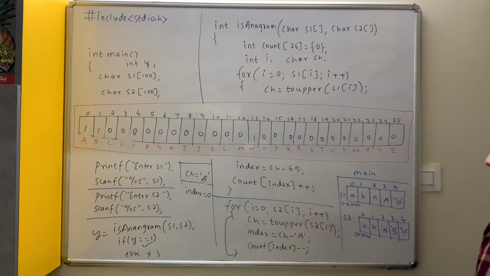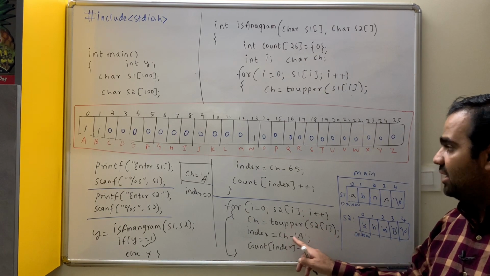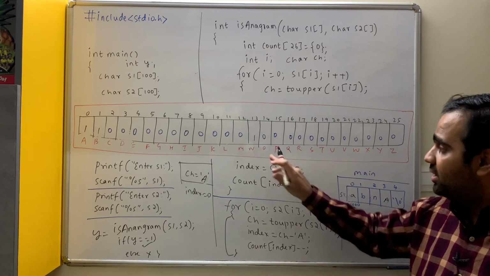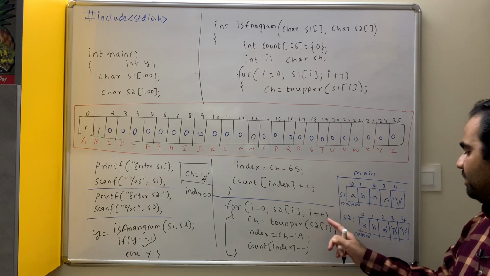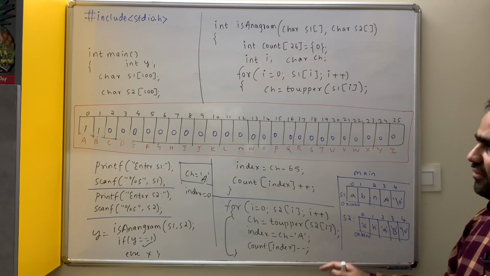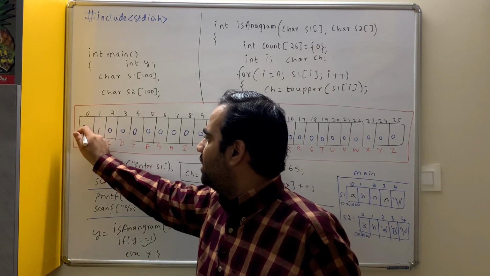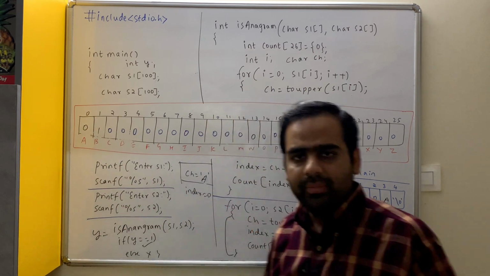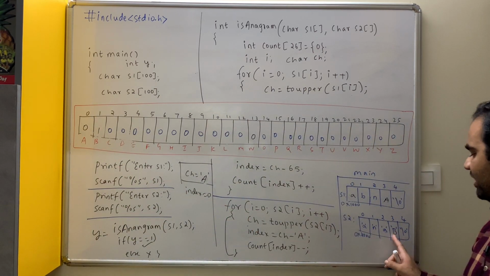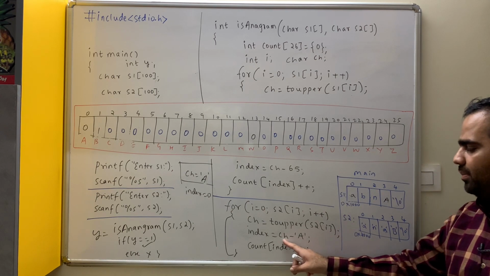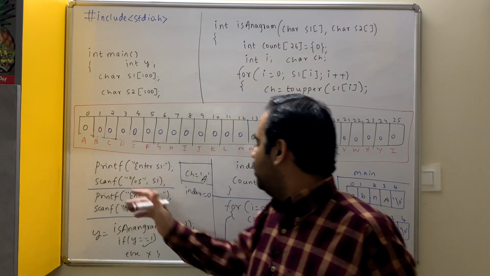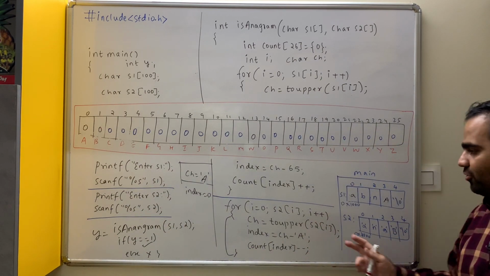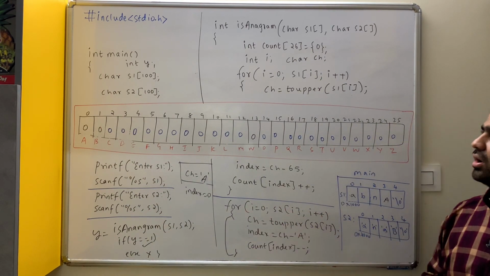Again, you say i plus plus, i becomes 1, s2 of 1 is n. toupper of n will be N, N minus A. This is where we come, 13, and you say count of 13 minus minus, it becomes 0. i plus plus, i becomes 2, again it is A. The value of index will be 0, and you say minus minus, it becomes 0. i plus plus, the value of i will be 3. toupper of b is B, B minus A is 1. count of 1 minus minus, again it becomes 0. i plus plus, the value of i becomes 4. s2 of 4 is the null character. You come out of this loop.